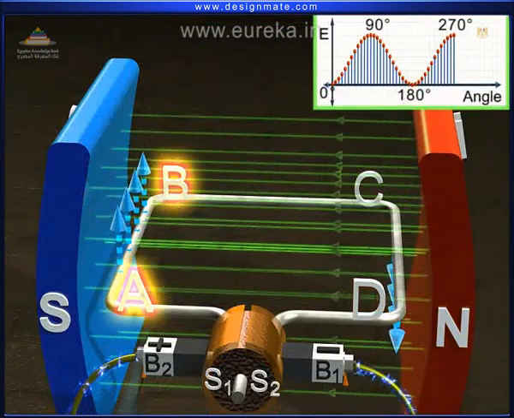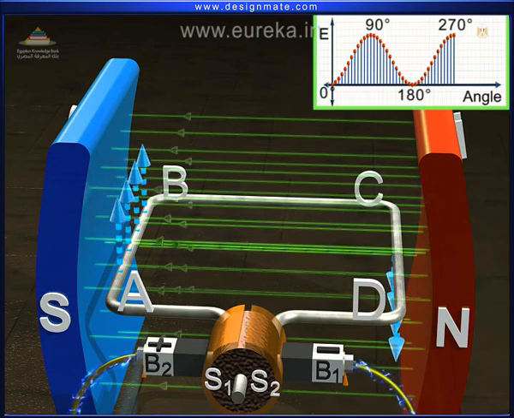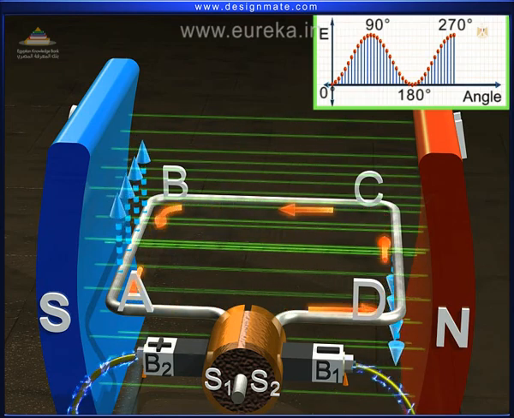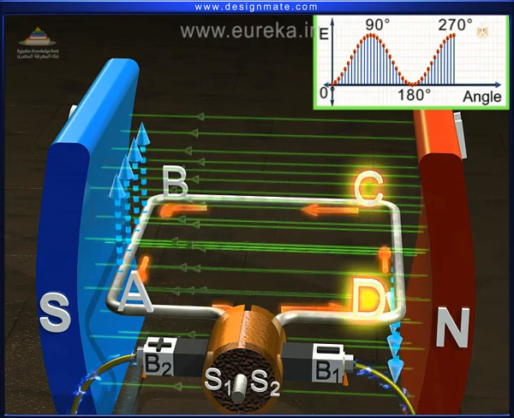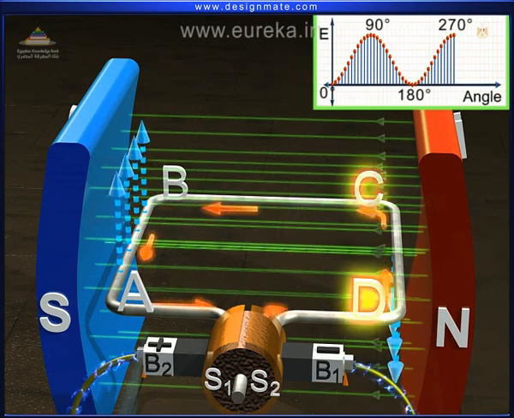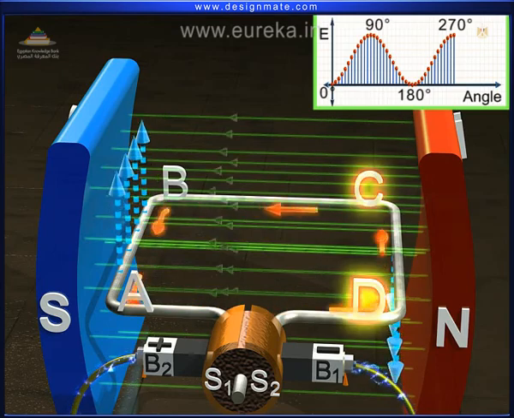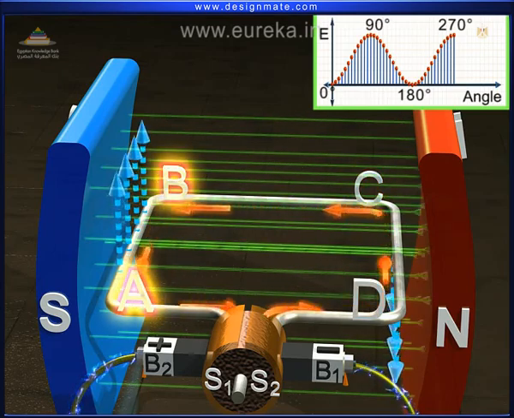Now AB experiences an upward force. So Fleming's right-hand rule shows that current flows from B to A. Similarly, for arm CD, the current flows from D to C. Now the current flows from arm CD to arm AB.